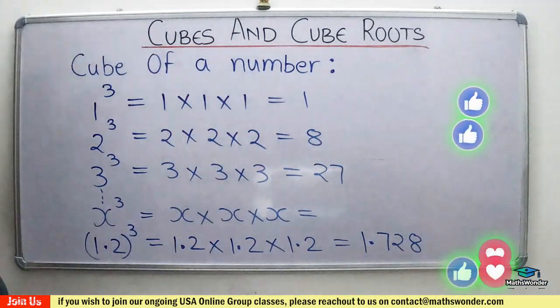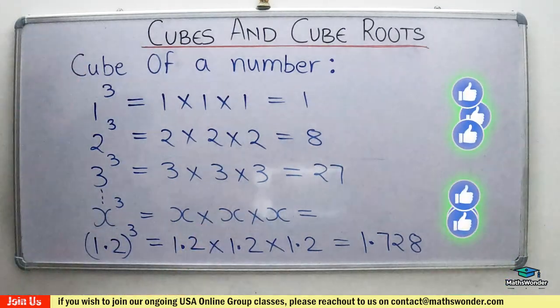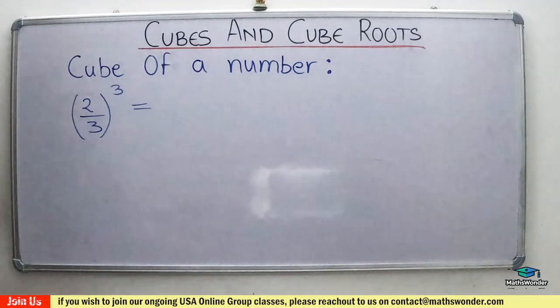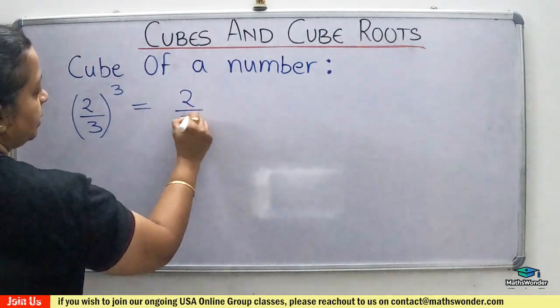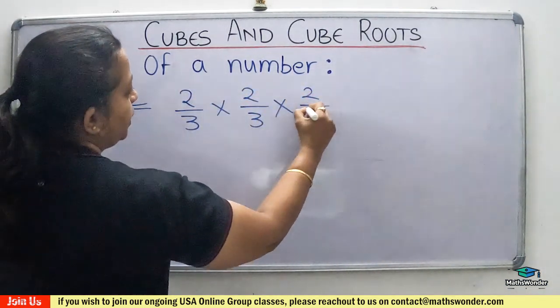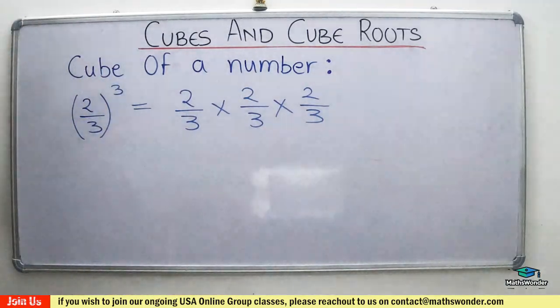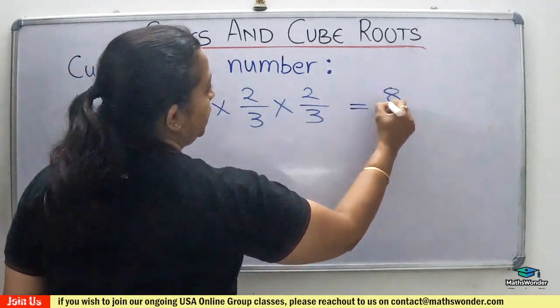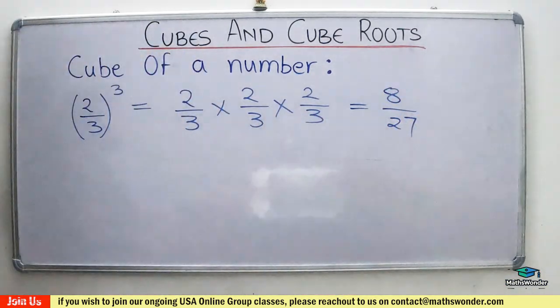Same if we take any fraction. Suppose we have a fraction, then you will do the same thing. 2 over 3, 2 over 3, you will write it 3 times. So the number is multiplied by itself 3 times, and we get 8 over 27. This is the cube of 2 over 3.